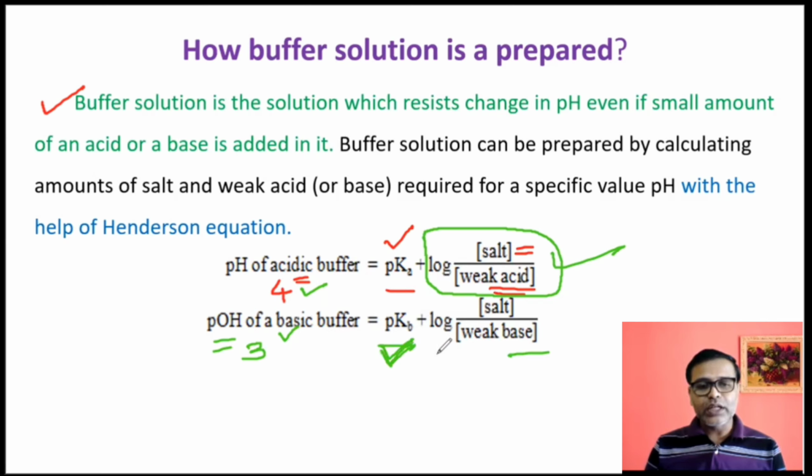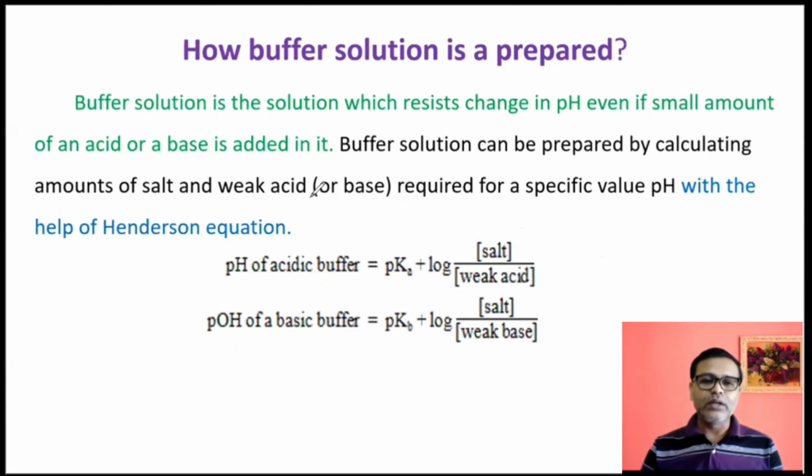It means we just have to identify the log of salt upon weak base concentration, and accordingly we can calculate how much amount can be taken to prepare this solution, and then that solution will have this much pOH or pH. In this way, the Henderson equation is useful for preparing a solution of the required pH values.